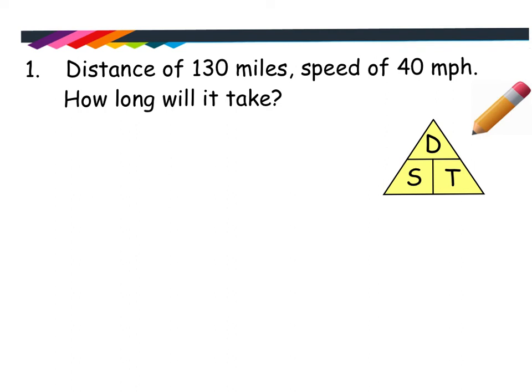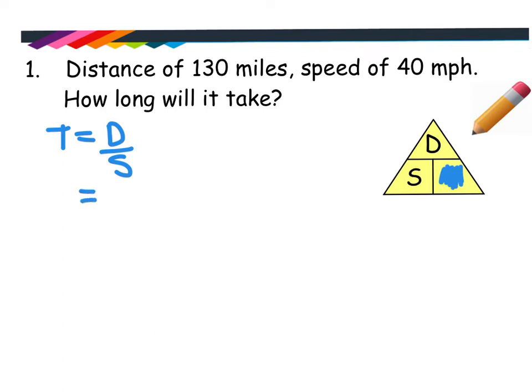So in this question, it says a distance, I've just made it really short and brief, sorry. So it wants to know how long it will take to go a distance of 130 miles at a speed of 40 miles per hour. So I am looking for time, so I'm going to colour in time. And that leaves me with D over S. So my formula is time equals distance over speed. And I always write that down first, because then it makes the rest of the question really simple.